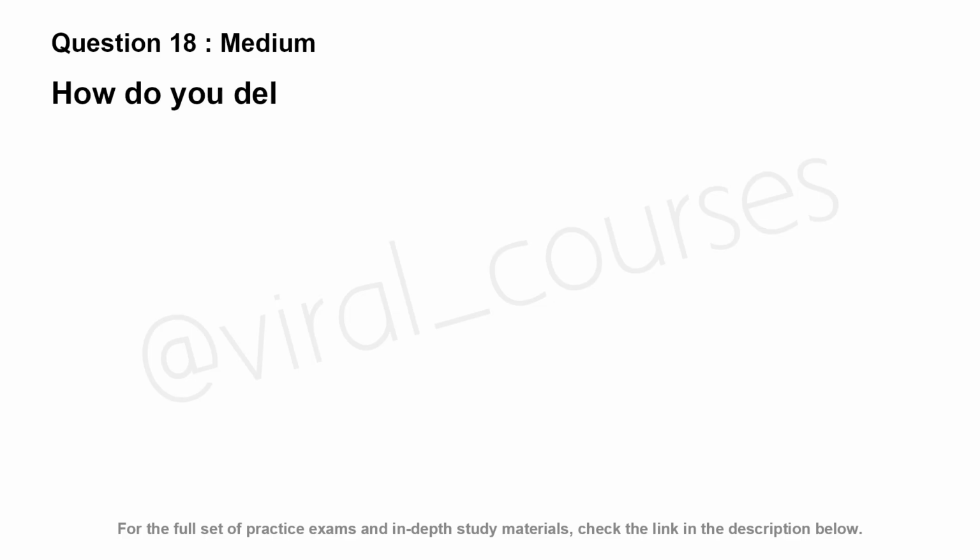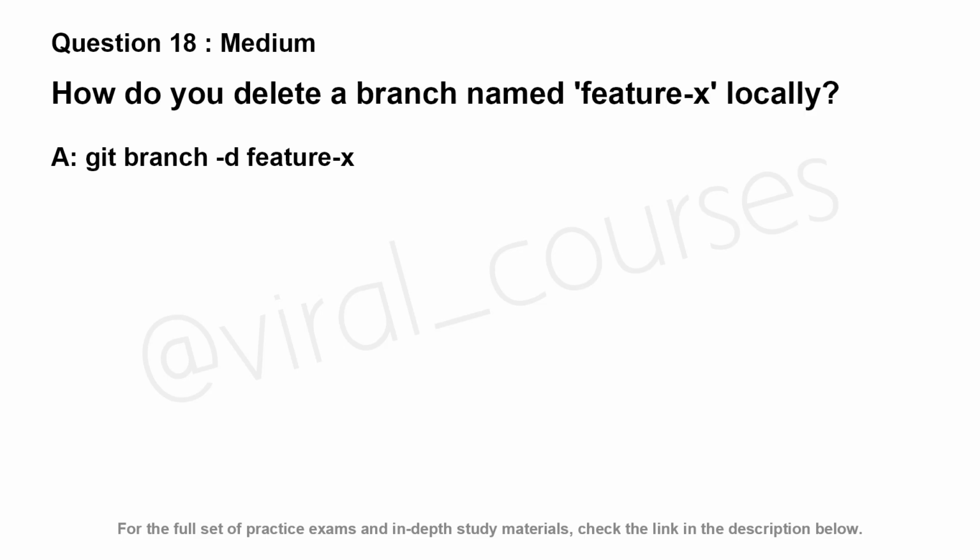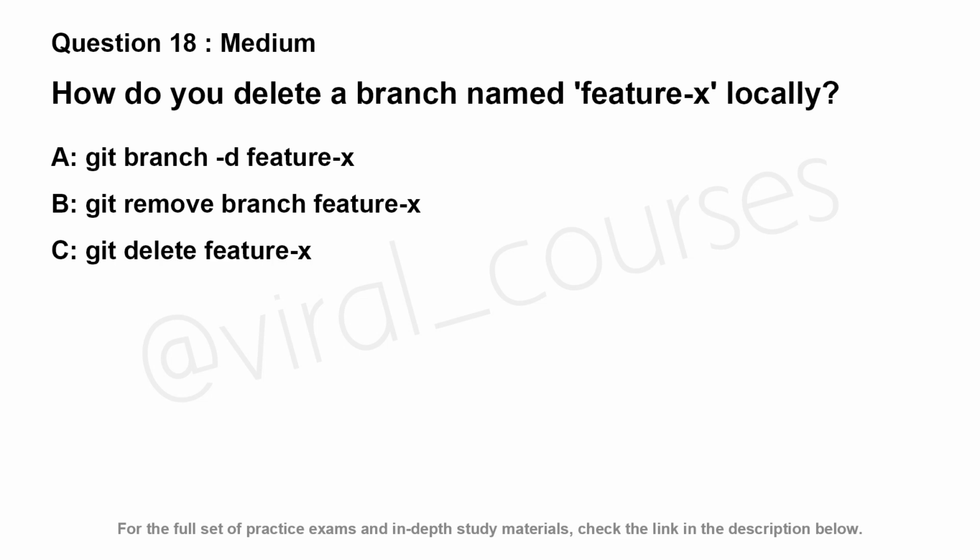How do you delete a branch named feature-X locally? Option A, git branch -D feature-X. Option B, git remove branch feature-X. Option C, git delete feature-X. Option D, git checkout delete feature-X.